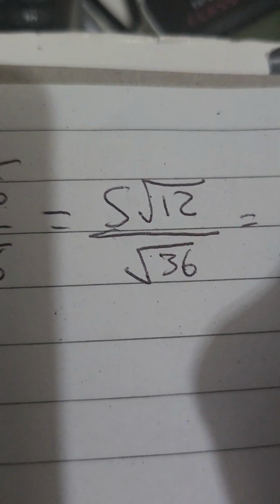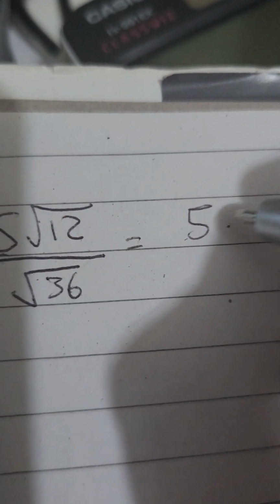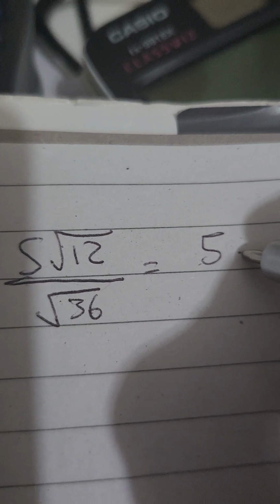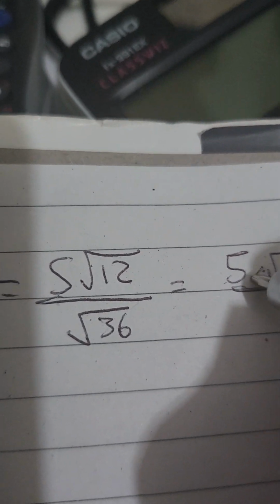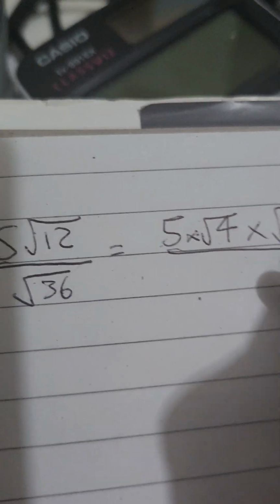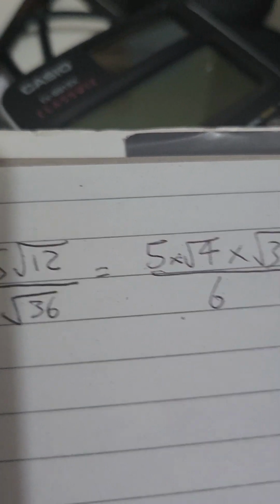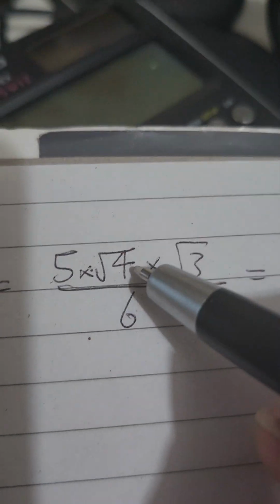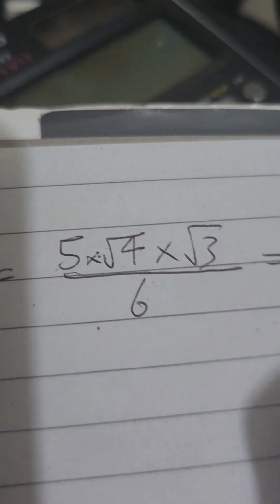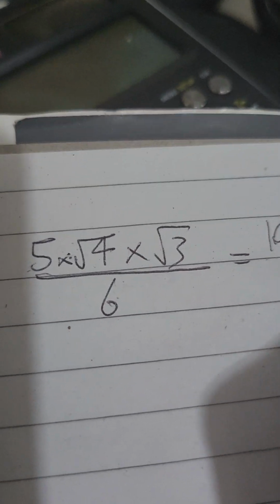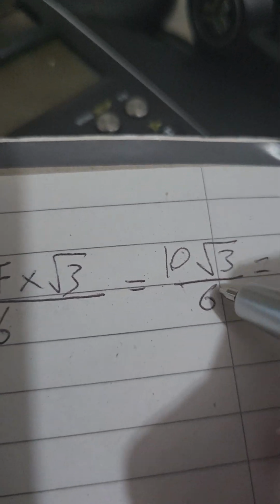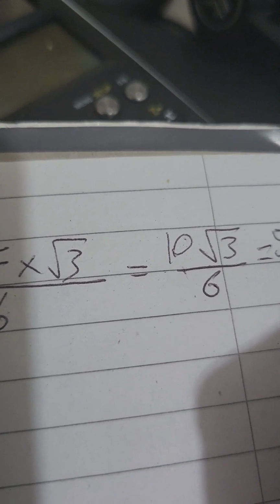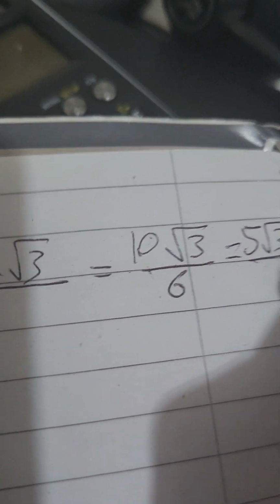So next, on top, we've got 5. And then here, we can split the root 12 down into, think of it as a square number. What square number goes into 12? Well, it's 4. So it's root 4 times root 3. So that still just means all times in them. And then root 36 becomes 6. And then we can just double check the top there. 5 times root 4, that becomes 2. So 5 times 2 is 10. And you've got your root 3. And then you put it over 6. Now we can cancel 10 over 6 down. We can halve both of them. And it's 5 root 3 over 3.